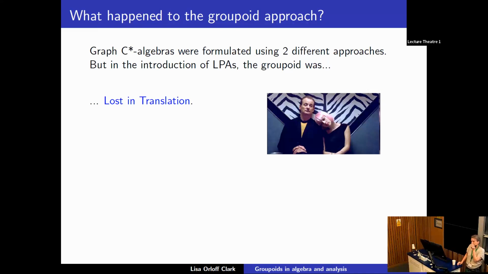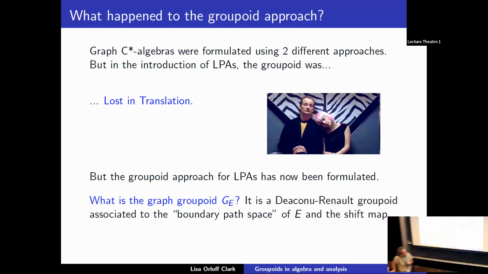So graph C-star algebras were formulated with a groupoid model, but in the first, say, 5-7 years of Leavitt path algebras, the groupoid was lost in translation. There wasn't a groupoid version of Leavitt path algebras for quite a while. And so all those papers I pointed out about Leavitt path algebras were just generators and relations papers. But we came along, we decided to get that groupoid back in there.